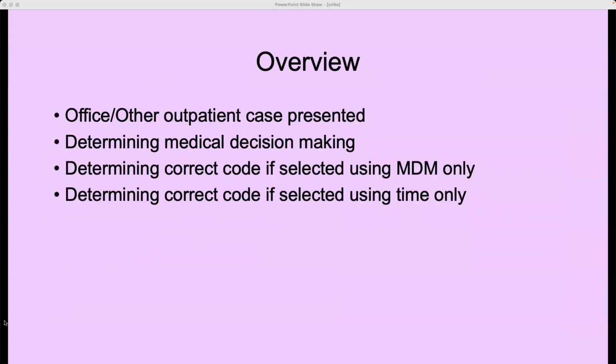Okay, so this is an overview of what I'm going to talk about today. I'll present an office or other outpatient case and then go step by step through the process of coding this case. This includes determining the medical decision-making level, determining the correct code if it's selected using medical decision-making or MDM only, and then determining the code if it's selected using time only.